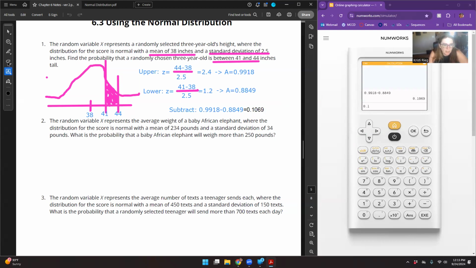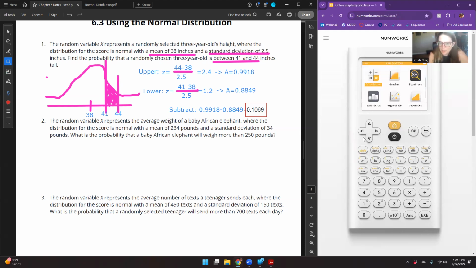That right there, my friends, is the probability that a randomly chosen 3-year-old is between 41 and 44 inches. Okay, the picture is a good idea. It's a good idea to know what exactly we're calculating. But that was a lot of calculations just to get one teeny tiny answer when this magical calculator can do everything that we need. Okay, so this is what we're gonna do.